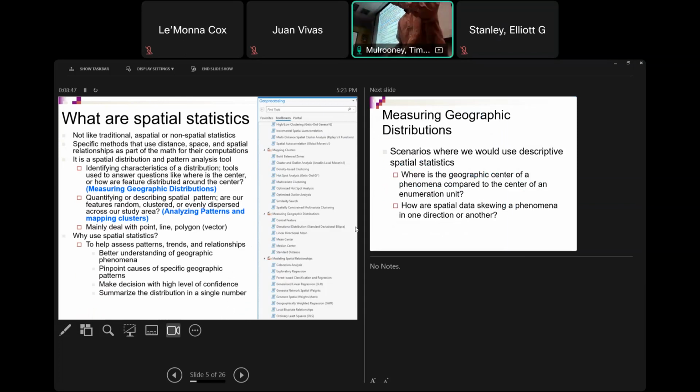Today, we're going to talk about descriptive statistics. That's it. Spatial mean, spatial median, spatial mode. I think I have a paper posted somewhere about those. So we can better understand geographic phenomena, maybe pinpoint causes of specific patterns, and make decisions with high levels of confidence to summarize the distribution of a particular number. We're going to focus right here, because after the break, we're going to look at something called quadrant analysis and Poisson distributions. All it means is, how close is it to random? That's all inferential statistics are. How close is it to random?